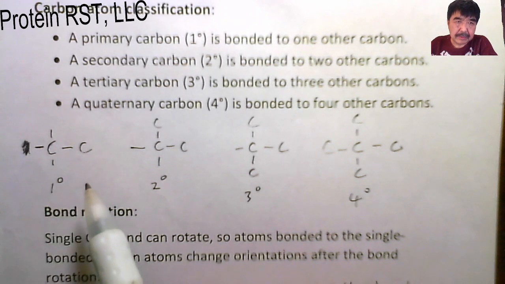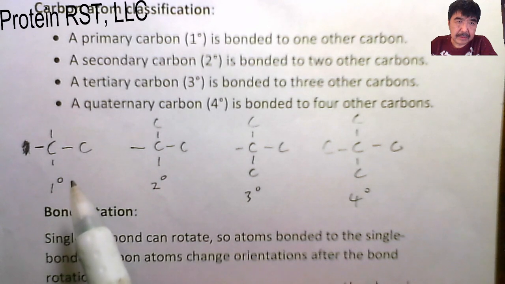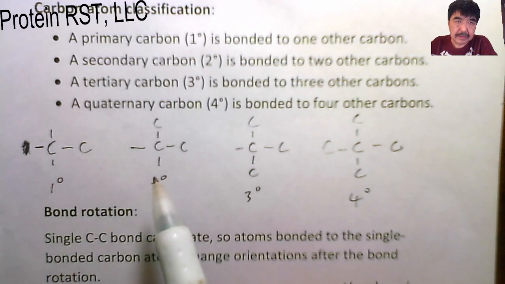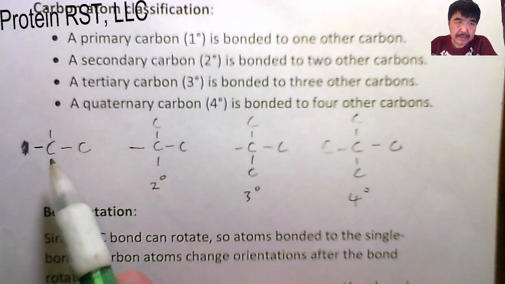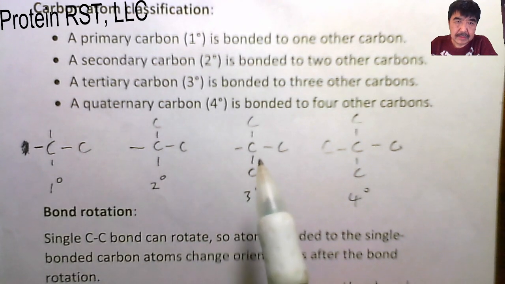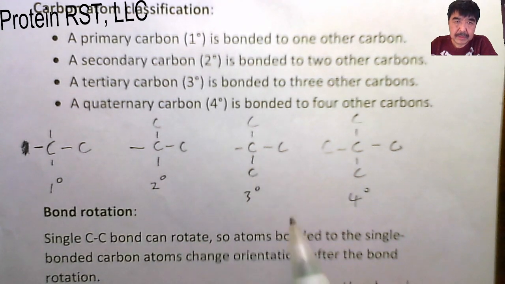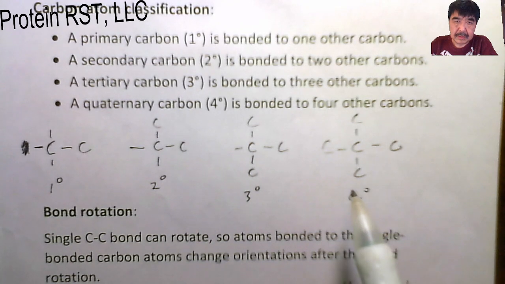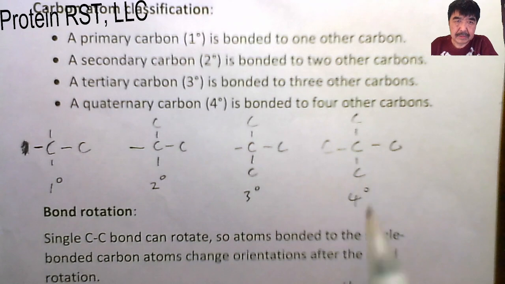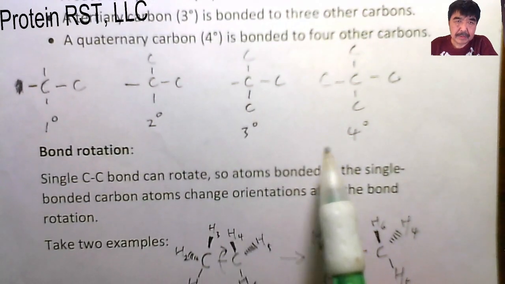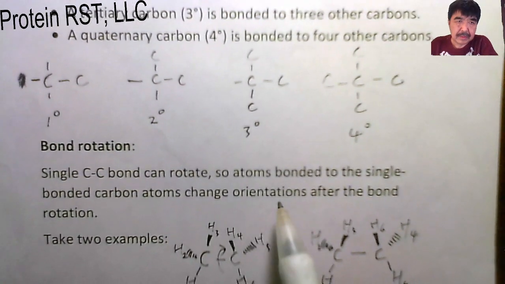This is the primary carbon, this is the secondary carbon, and the tertiary carbon, this one, and this is a quaternary carbon. All these compounds are called alkanes.